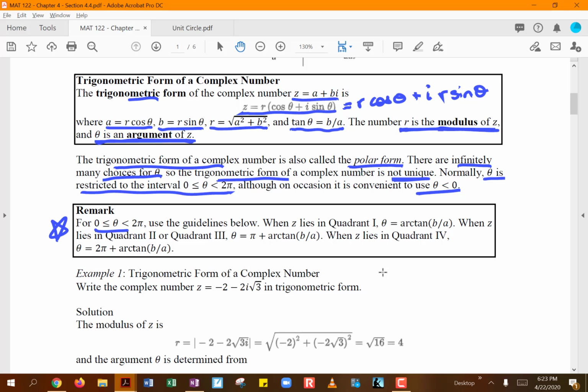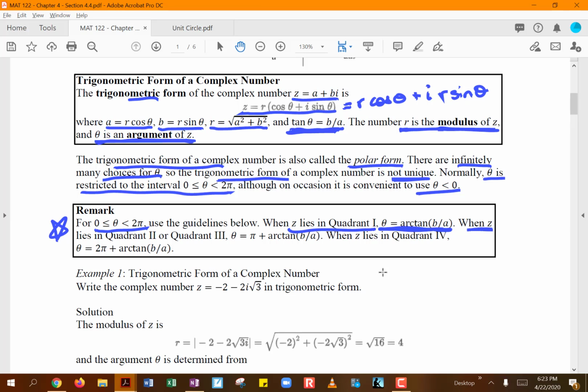So when we restrict our theta between 0 and 2 pi, and if we know that our complex number z lies in the first quadrant, then to find theta, you can basically use theta equals arctangent of b over a, right? Because if we are defining tangent of theta as b over a, then to get theta by itself, you can basically use arctangent on both sides. So that's where they're getting this definition from. Theta equals arctangent of b over a.